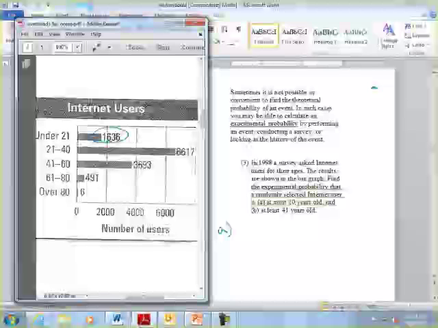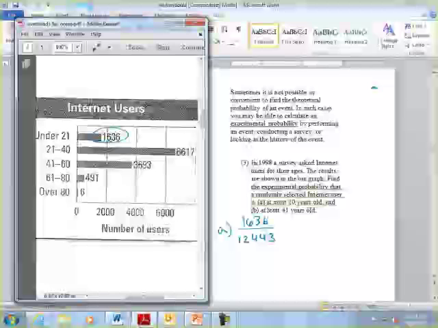Under 21. So under 21 would be up to age 20, so at most 20 years old. So 1,636 people meet that criteria out of, what would I do? Add together all the options, and that would tell me how many people were surveyed. So we'd want to add together each of those categories. And that gives me 12,443.